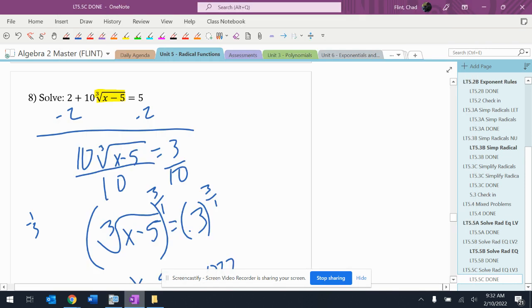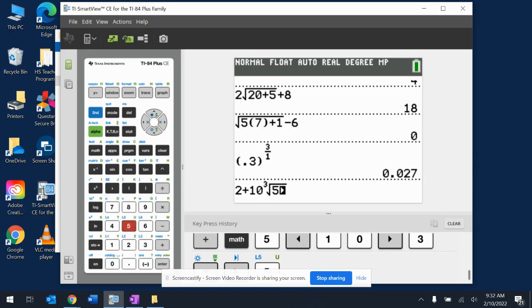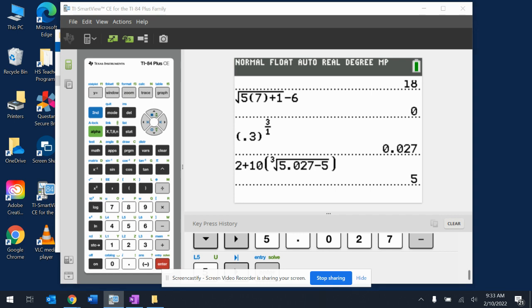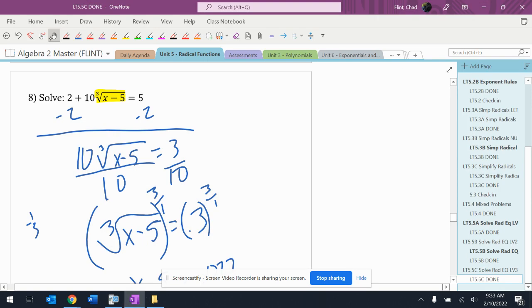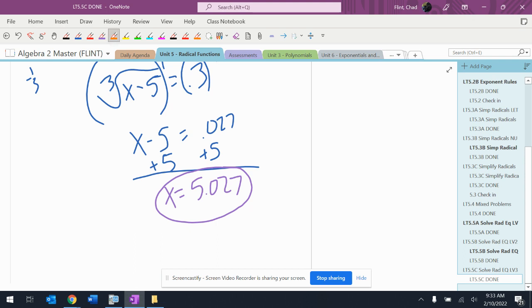And then I've got, let's see here, it was 5.027. So 5.027 minus 5. Okay, and again, be careful, get everything typed in correctly. Gives me a 5. It was supposed to give me a 5. All right, so that means that this works.